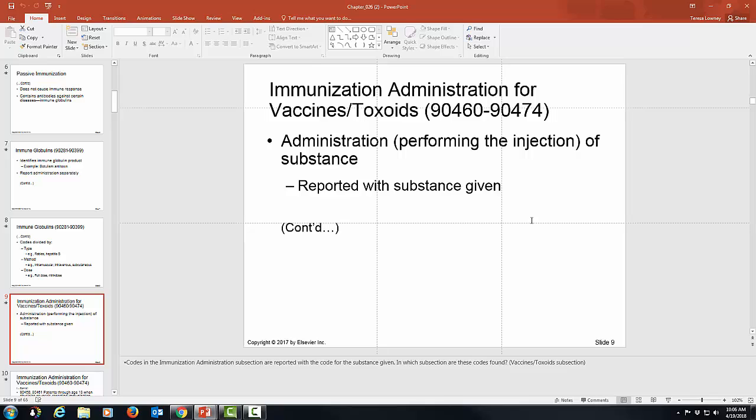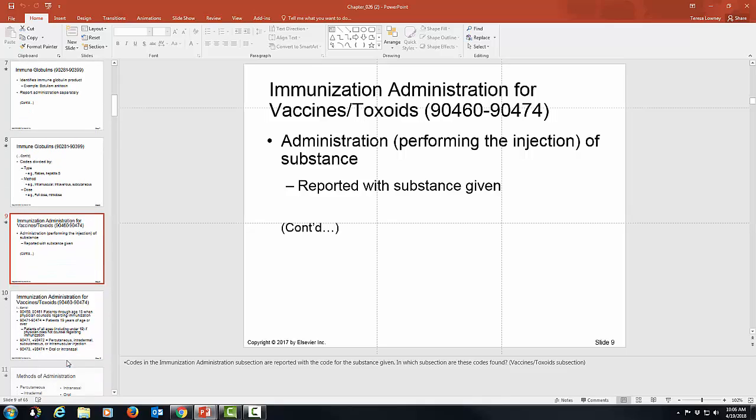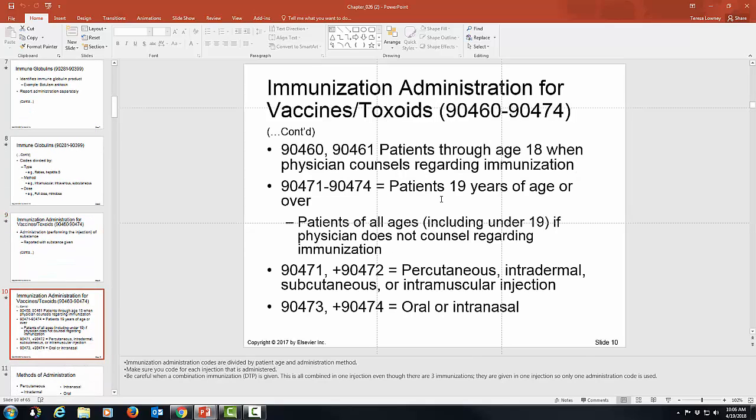The immunization administration for both of those is reported with the substance given, but you need to pay attention to those immunization codes, okay? So for patients through the age of 18, a lot of you want to work in pediatric practices, you're going to use 90460 and 61. For a patient that's 19 years of age or older, 90471 through 74. Patients of all ages, including those under 19, if the physician does not counsel regarding the immunization. So, if you have a pediatric patient who's coming in for a well-child checkup, you're going to code that well-child checkup, and your immunizations are going to use your 60 and 61 codes, and they're going to be in addition.